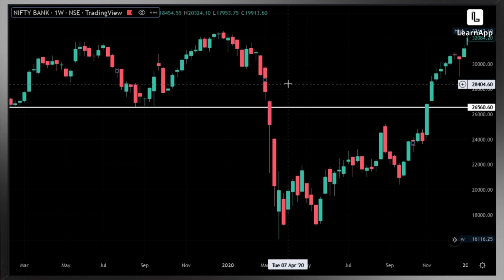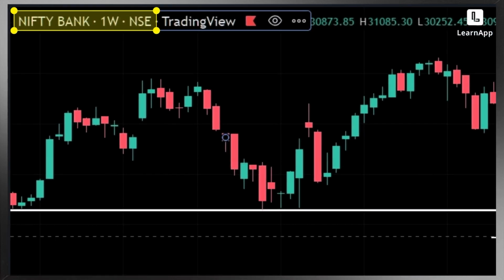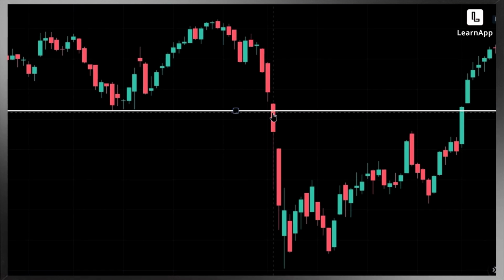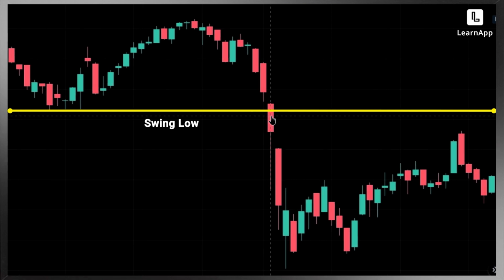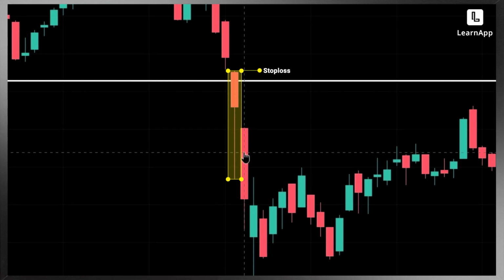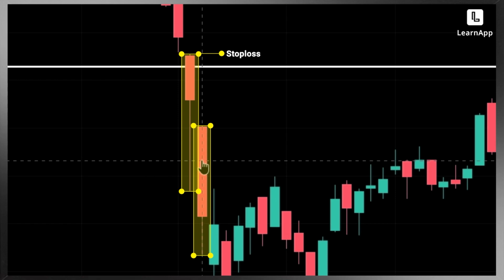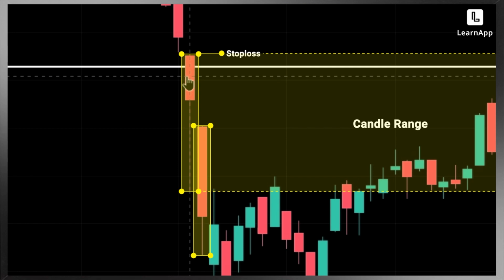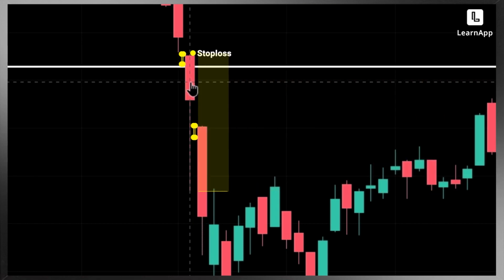So now let's take a short example on Bank Nifty weekly chart. So this is the time where COVID crash happened and this swing low over here got broken. Now suppose you would have taken entry over here. I'll zoom in. This is our entry candle. We put our stop loss just above the high of this candle and the second candle forms over here. Now this candle is within the range of our entry candle. So our stop loss sits nicely above the high of our entry candle.